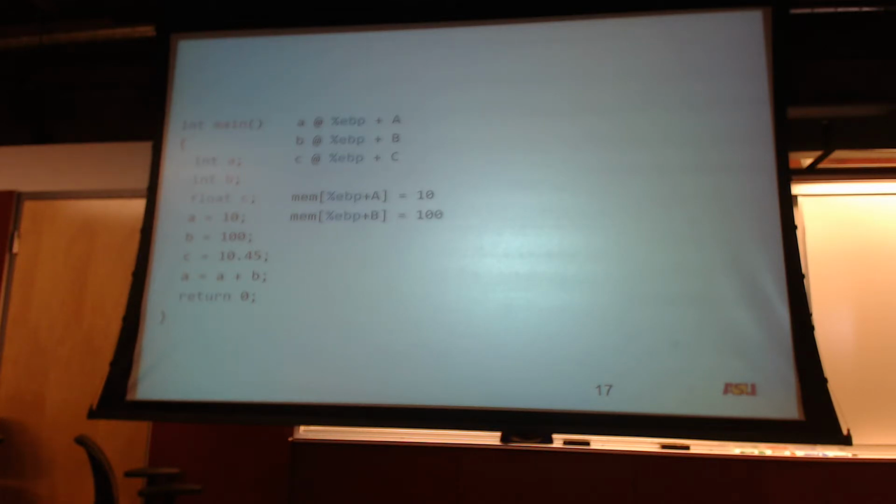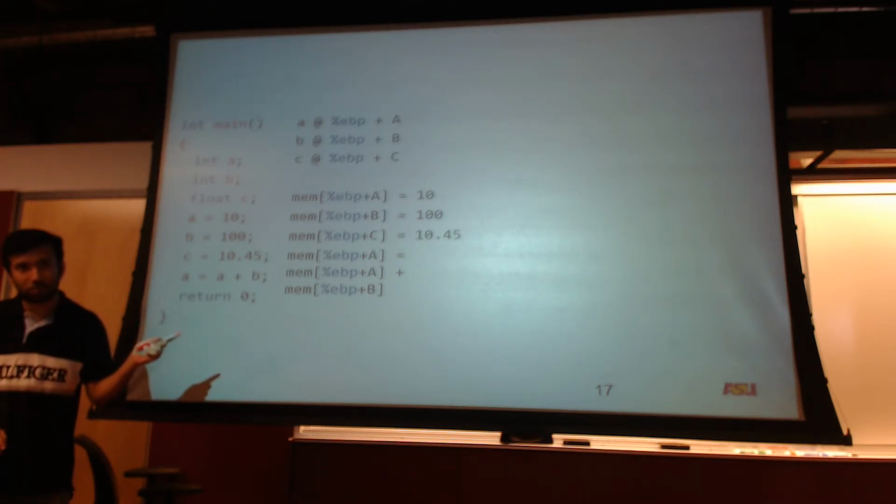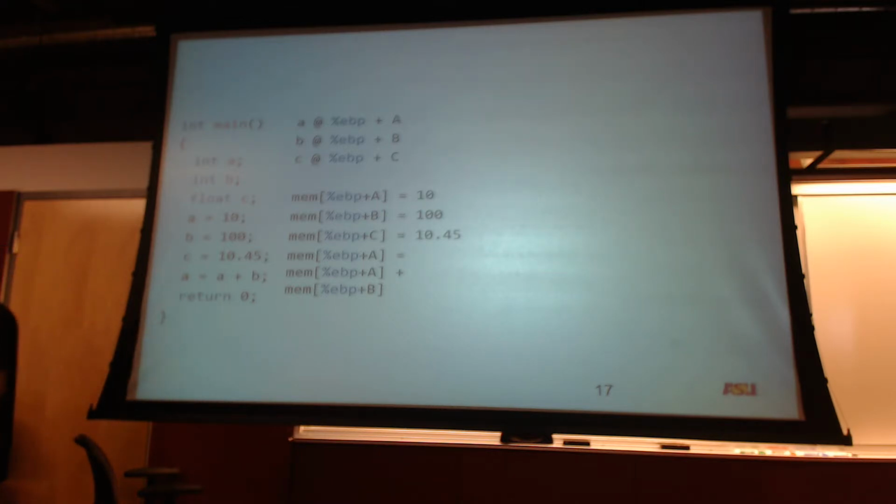Similarly, EBP plus B becomes 100, and EBP plus C becomes 10.45. Then what you intend to do is add A and B and put the result into the stack where A was, the stack allocated to the local variable A. That is the intended operation. Now let's see what the actual operation is. So what really happens is this.